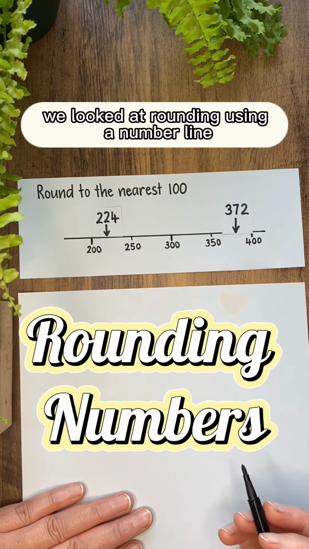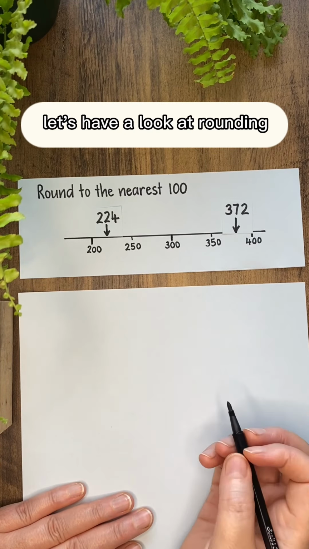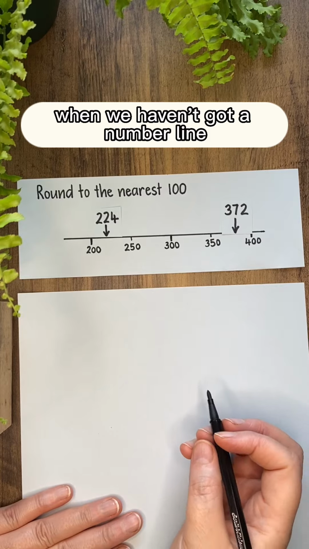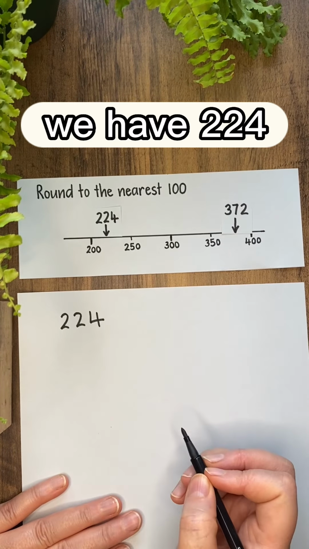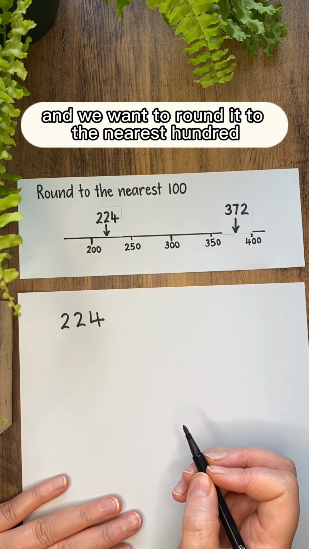In the last video, we looked at rounding using a number line. Let's have a look at rounding when we haven't got a number line. Using the examples we did before, we have 224 and we want to round it to the nearest 100.